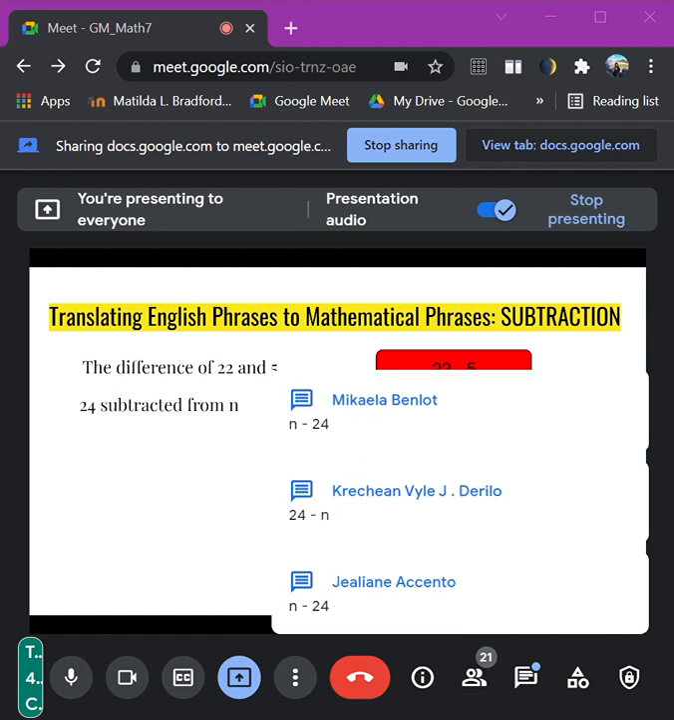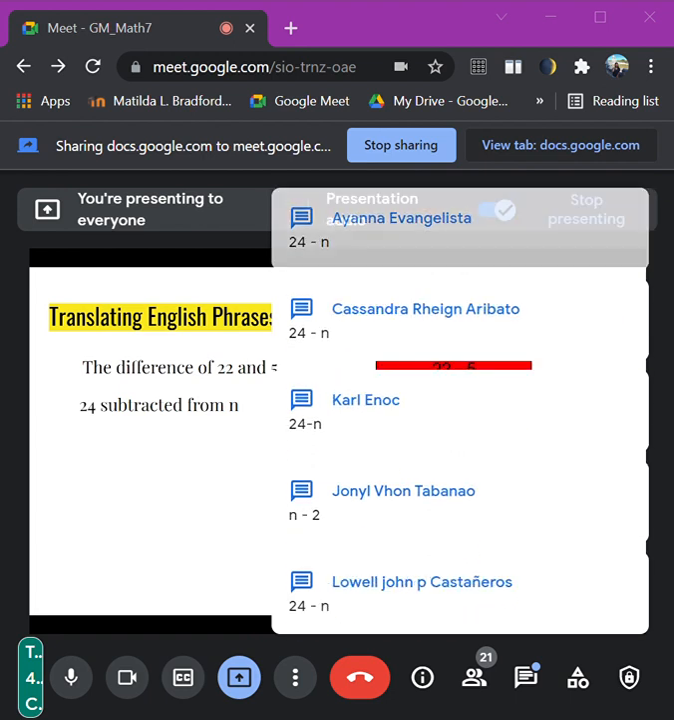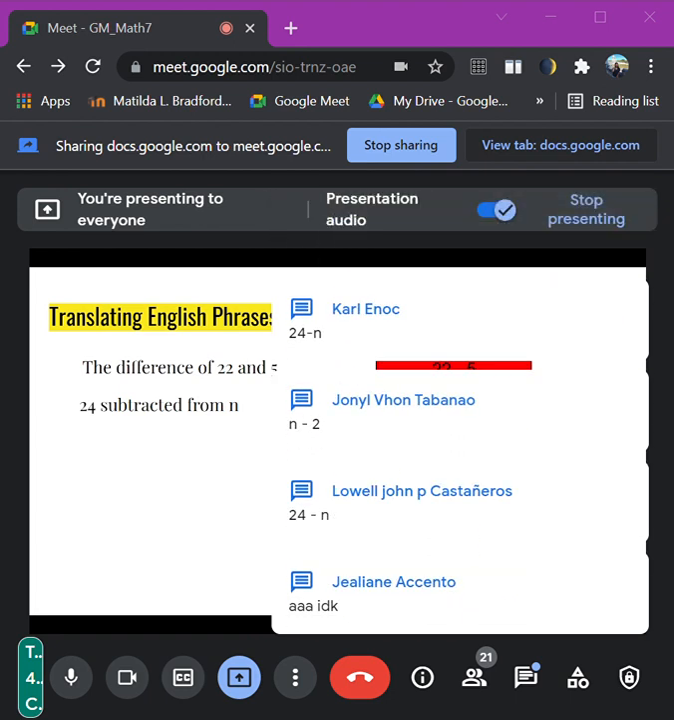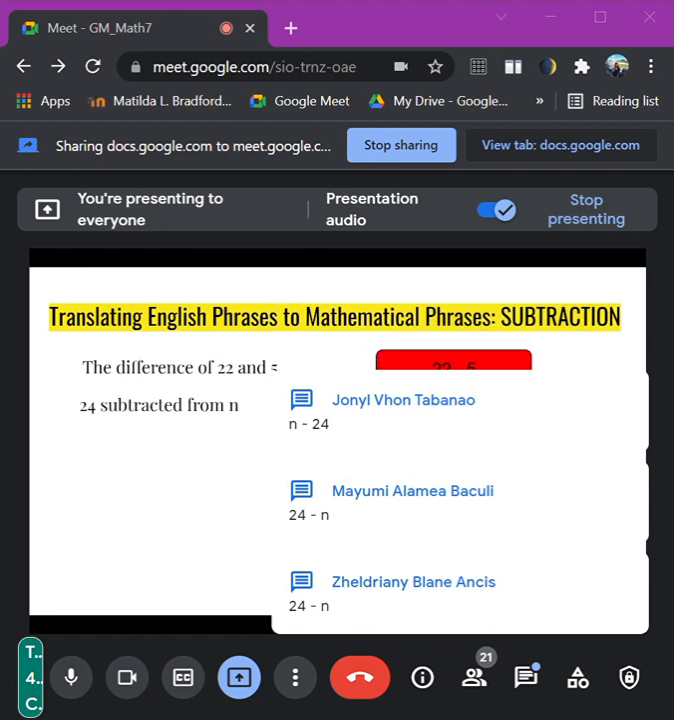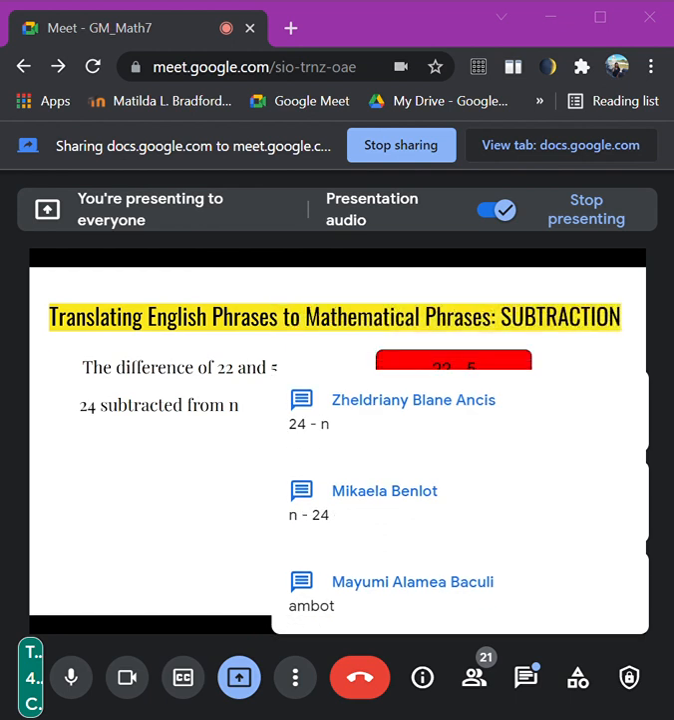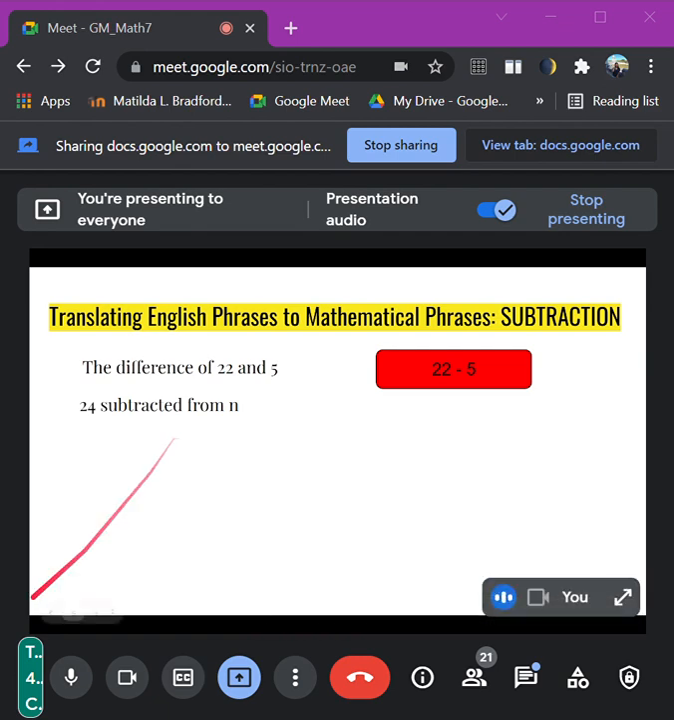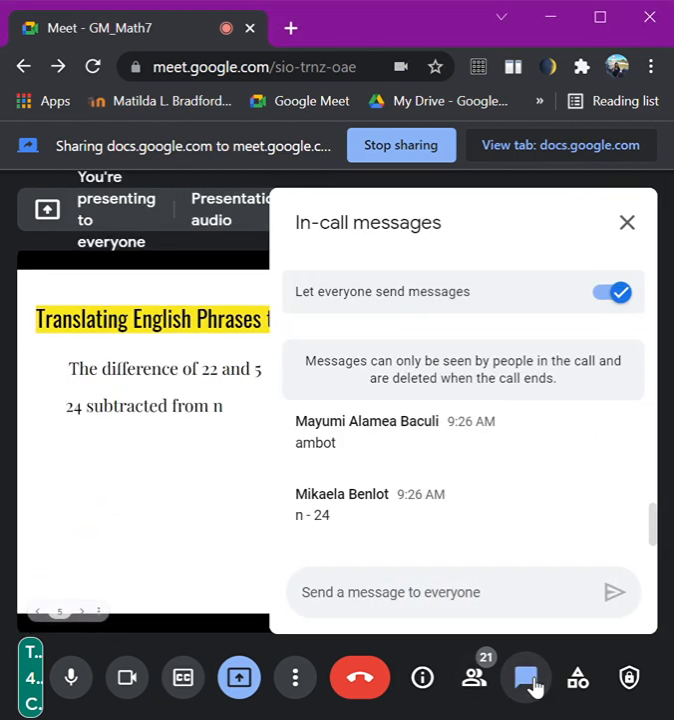Okay, is it n minus 24 or 24 minus n? Because the phrase is "subtracted from," if we say it in Bisaya, 24 is subtracted from n. So what is it? 24 is subtracted from n, because it says subtracted from.